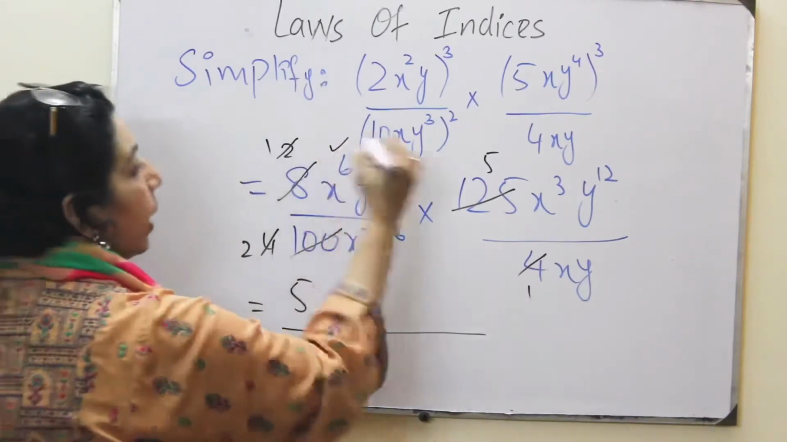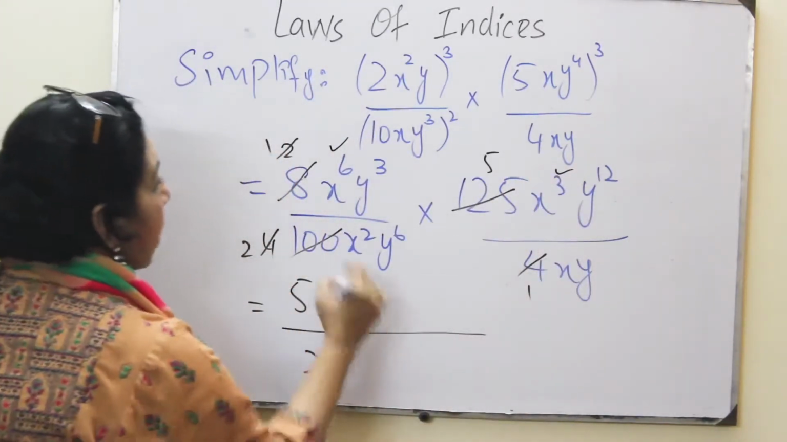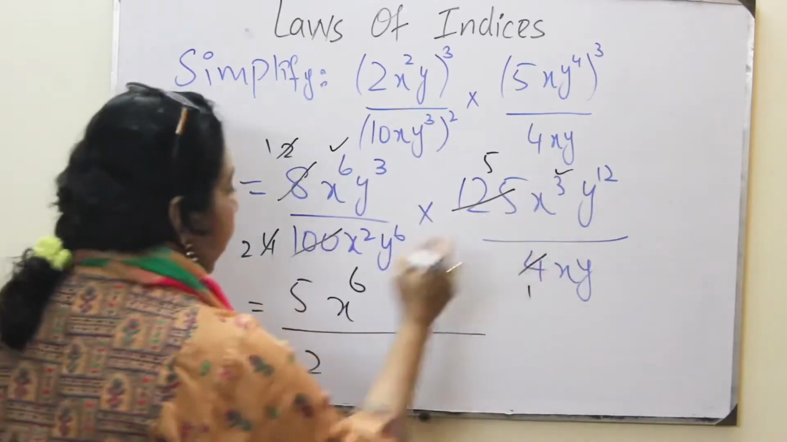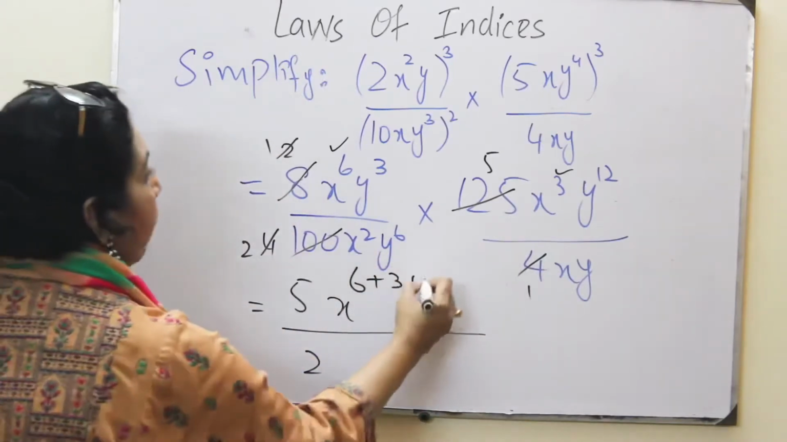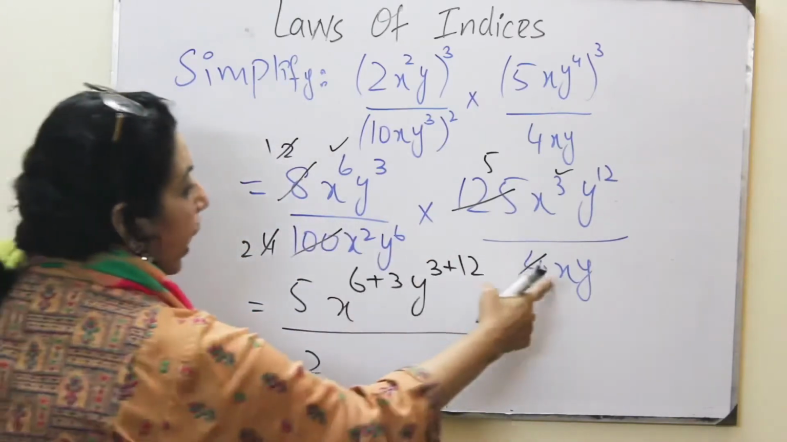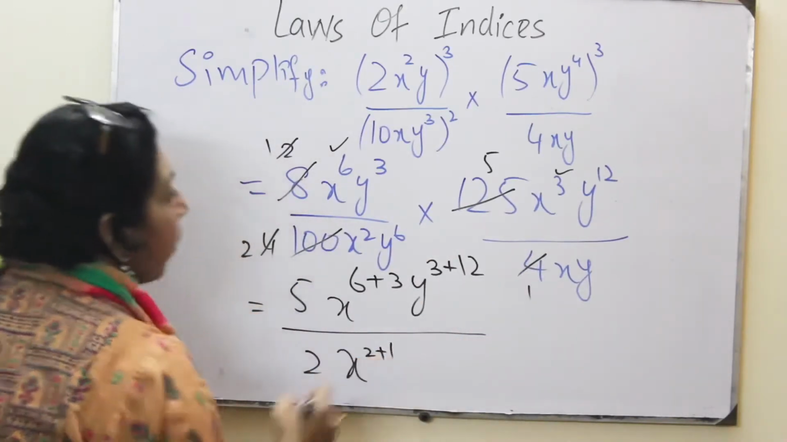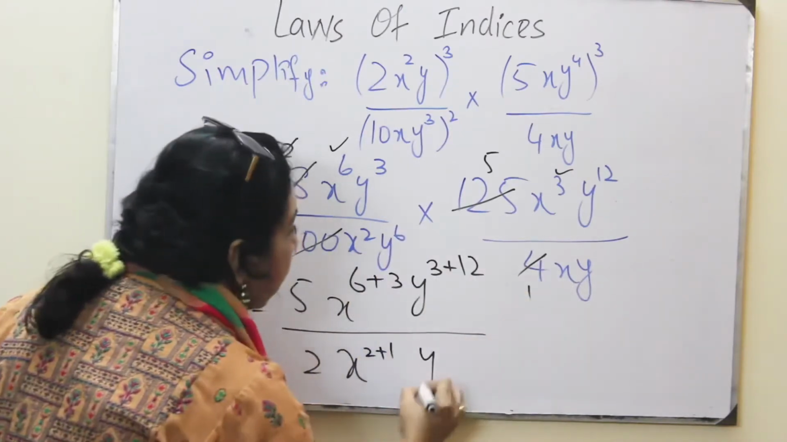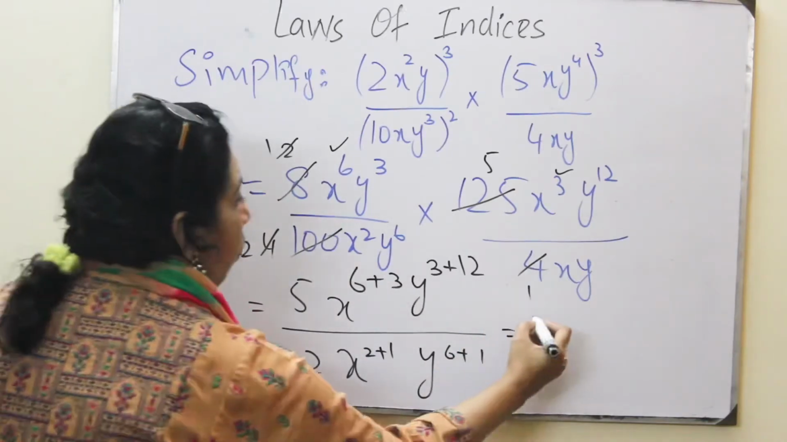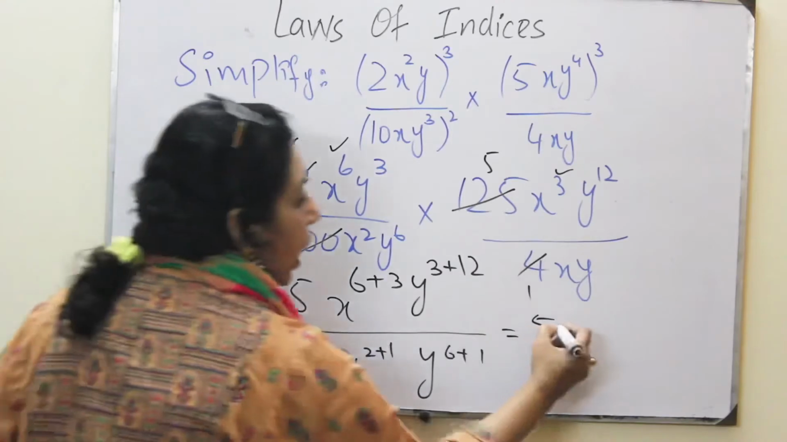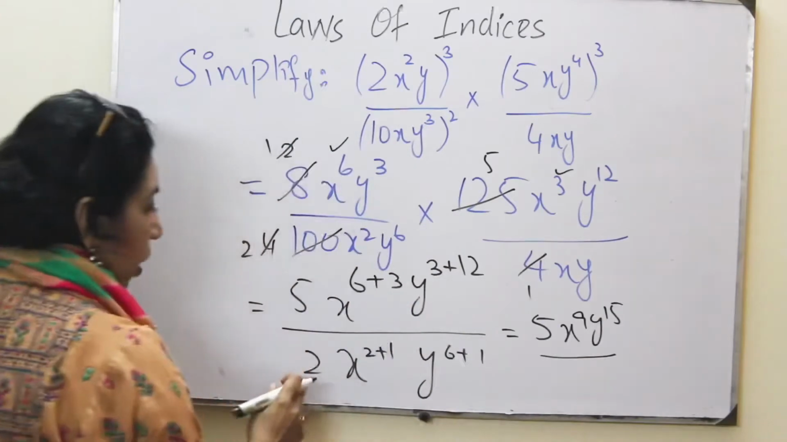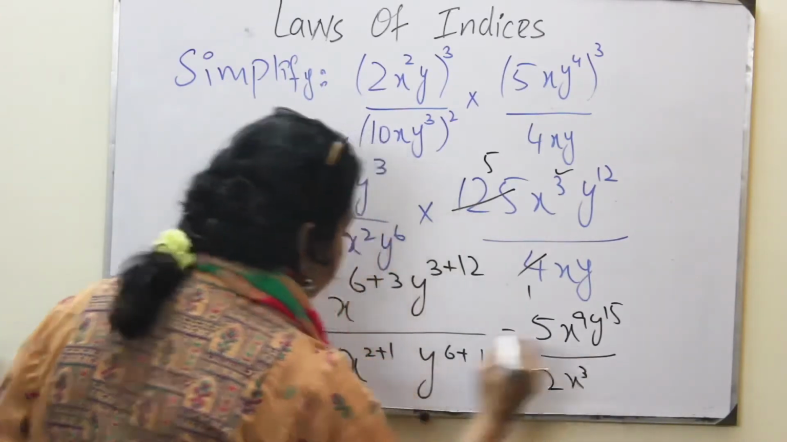Okay, first we add the numerators. We have law 1, multiplication. We will add the powers of x: 6 plus 3. Y will give us 3 plus 12. Same in the denominator, x 2 and x. Both are in the numerator, so we shall add their powers. And both y's, 6 plus 1. Then we shall have 5 x power 9 and y power 15 along with 2 x power 3 y power 7.